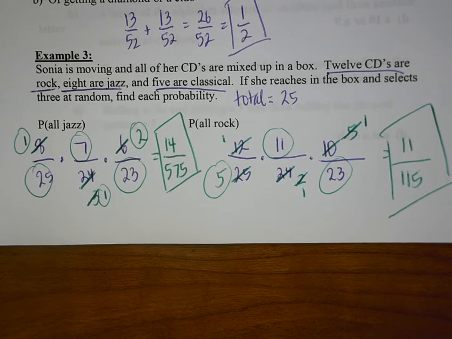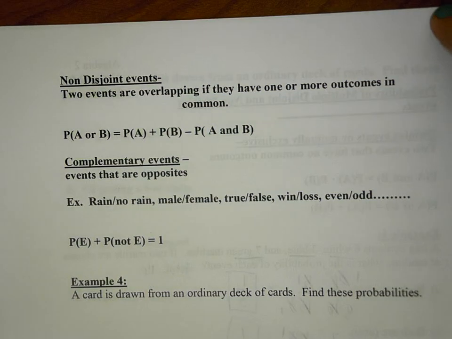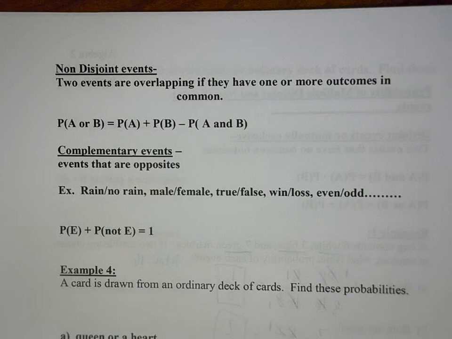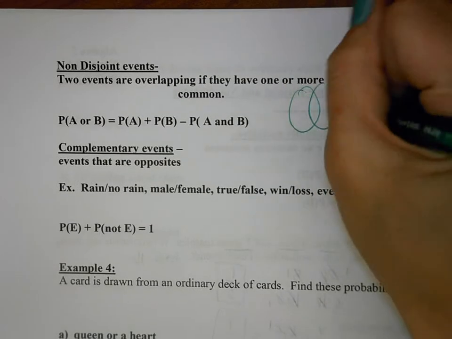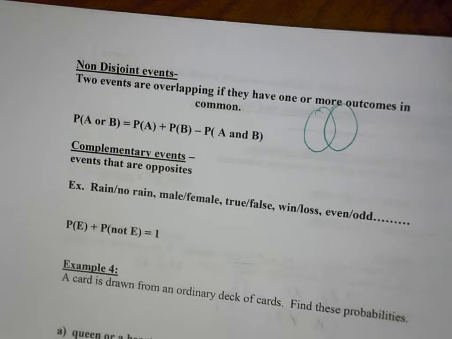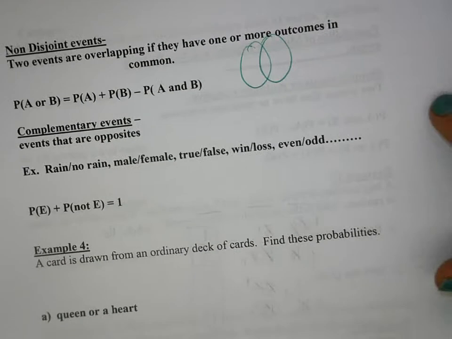So these were disjoint events, where they don't affect each other, because they're separate events. Now we are going to move on to non-disjoint, which means that they are joining. Does that make sense what I'm saying? If you were to draw a picture, it's like a Venn diagram. So the events overlap. I don't know, because they want to confuse you.